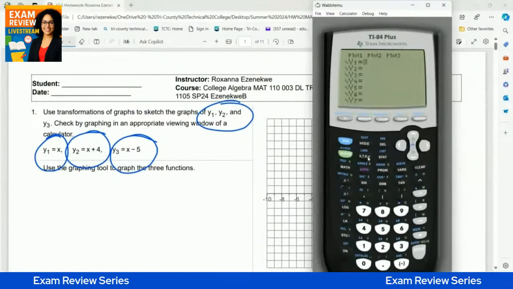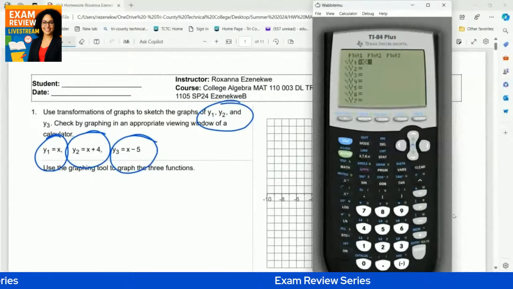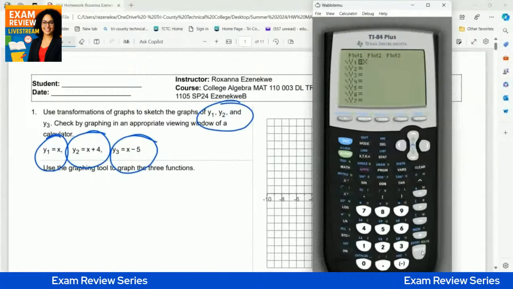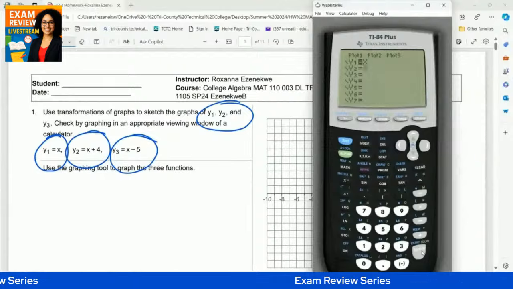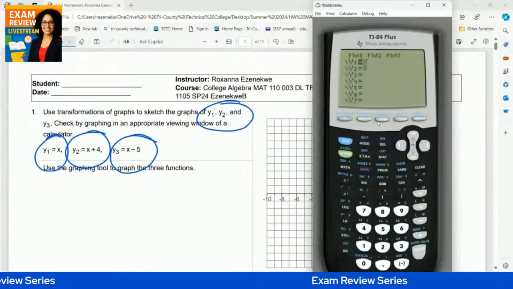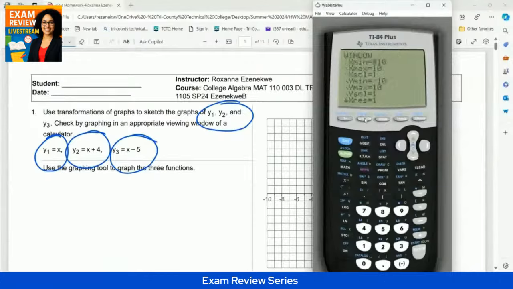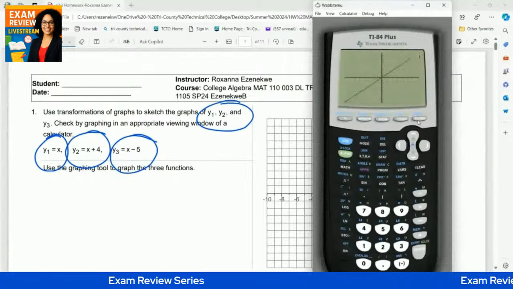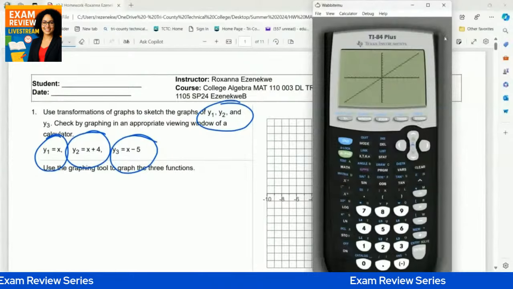Okay, so the first thing I want to put in is the parent function in Y1. And then I can now put in the Y2, which is x plus 4. But let me first of all look at my Y1. And by the way, it's always good to look at the windows. I like my windows, it's standard. Okay, so I can just graph and see how the parent function looks. Okay, so that is my parent function here.